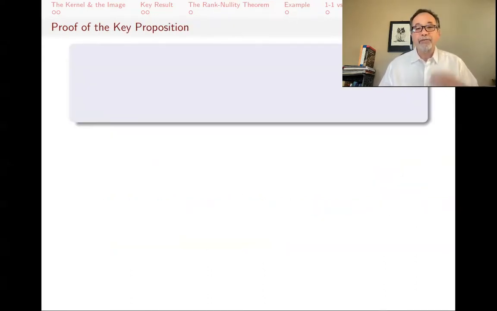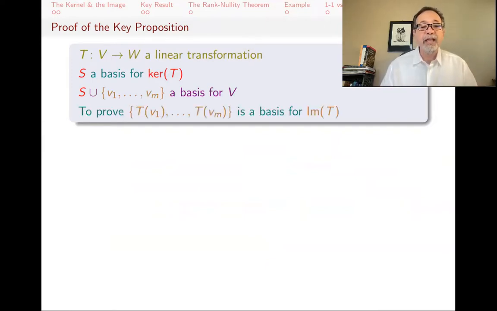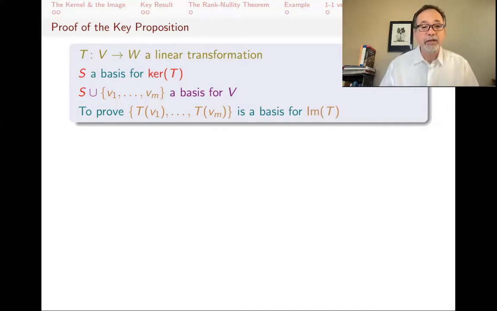Okay, so now finally, let's prove what we want, the proposition that made all of this possible. So we have a linear transformation, we have a kernel, and we have a basis for the kernel. We have expanded that to a basis for V. And what we want to prove is that if I send these over, I get a basis for the image. Okay, I'm going to spin my wheels a little bit and talk around this, and then in the next slide, I will do the main part of the argument that needs to be done.